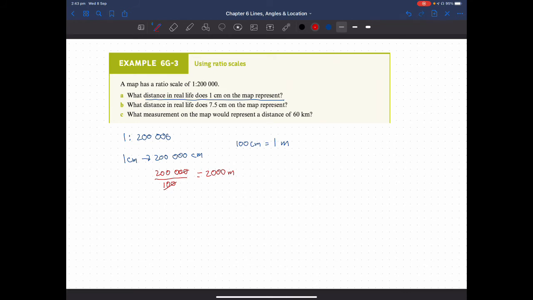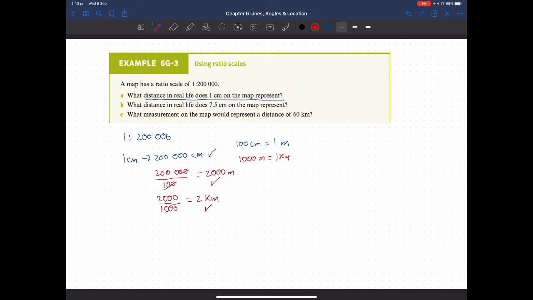If I took my meters, I know that 1,000 meters equals 1 kilometer. So if I took my 2,000 and divided it by 1,000, I get 2 kilometers. So what distance in real life does 1 centimeter on the map represent? It is 200,000 centimeters, which is the same as 2,000 meters, which is the same as 2 kilometers.